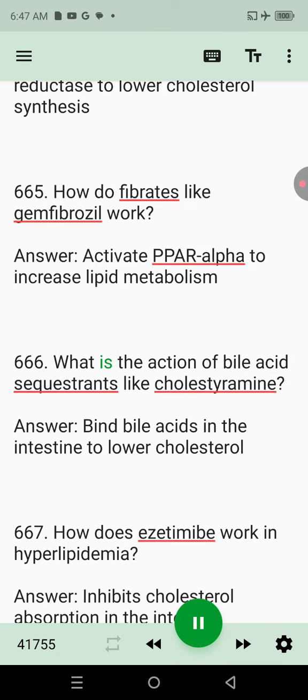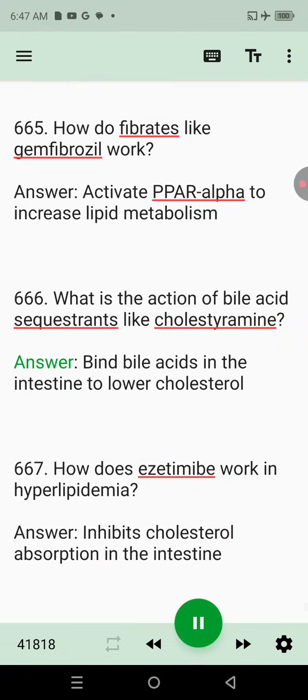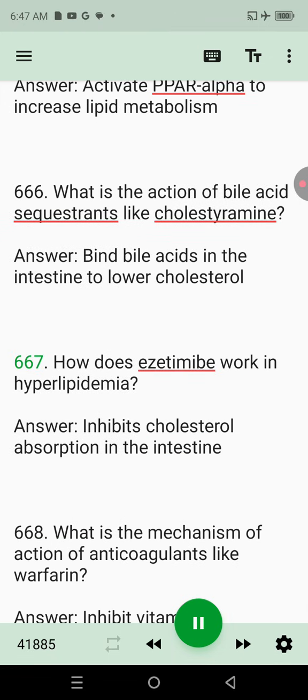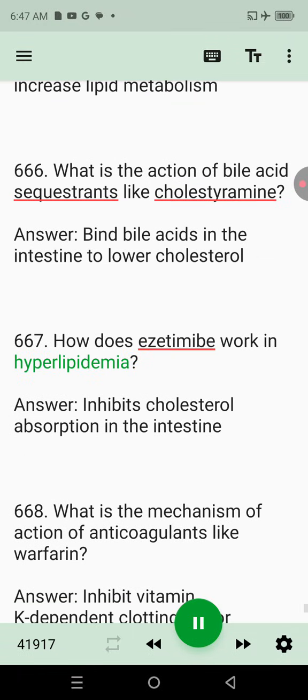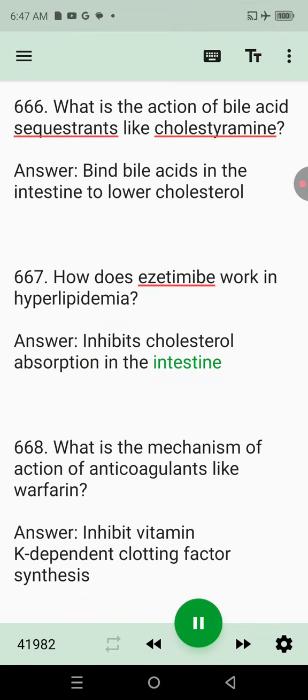666. What is the action of bile acid sequestrants like cholestyramine? Answer. Bind bile acids in the intestine to lower cholesterol. 667. How does ezetimibe work in hyperlipidemia? Answer. Inhibits cholesterol absorption in the intestine.